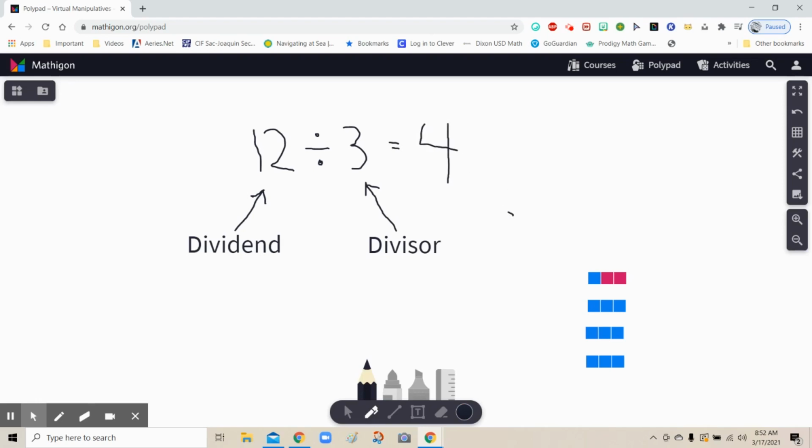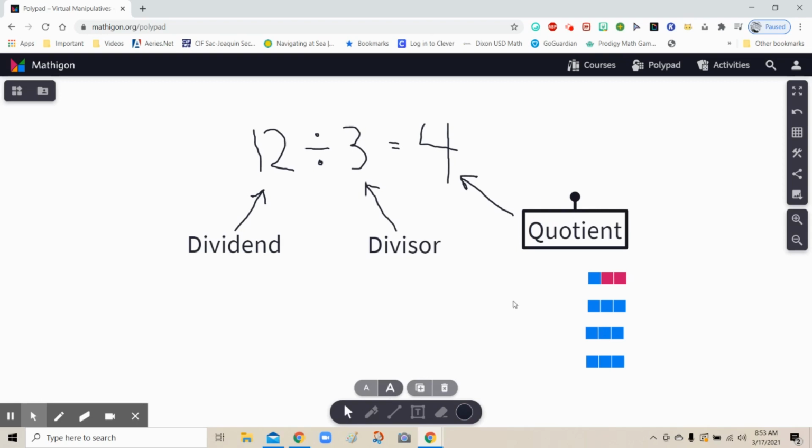And the word for the answer to a division problem is the quotient. So I will be using these words a lot as we start doing more division. When you hear me talk about dividend, divisor or quotient, it's really important that you know what those words mean, which part of the division problem they represent.